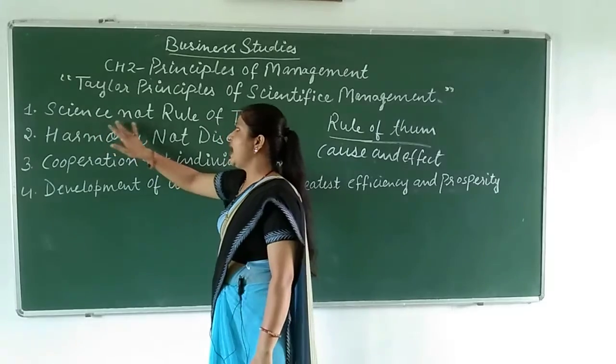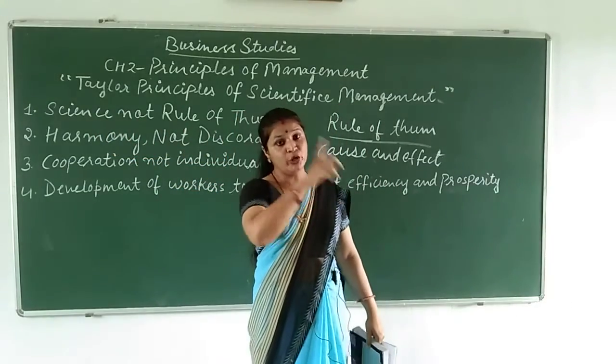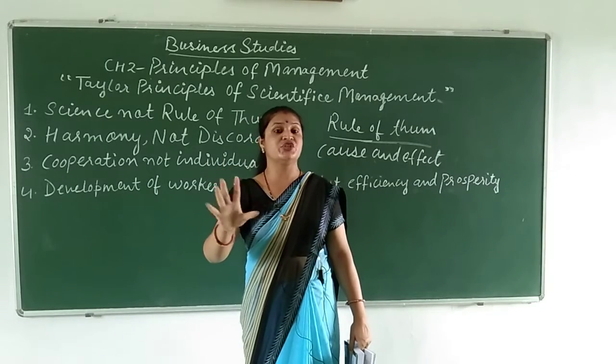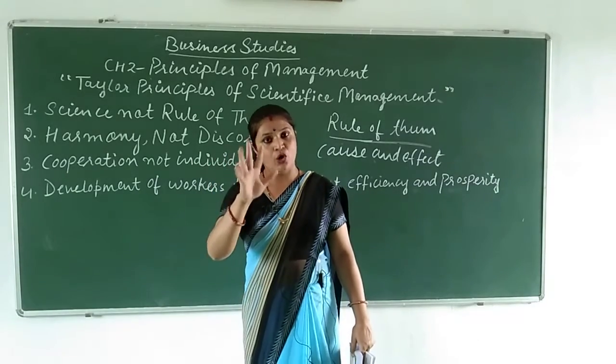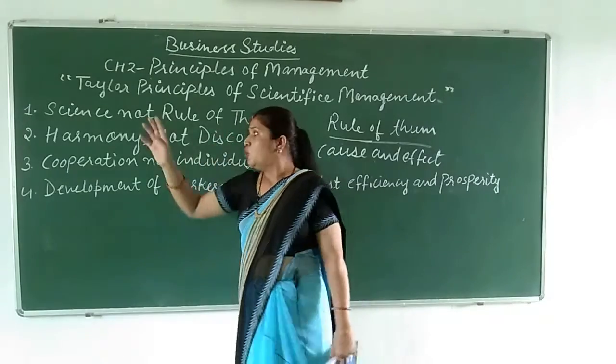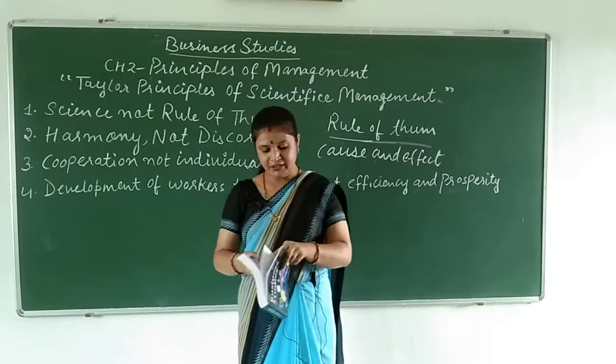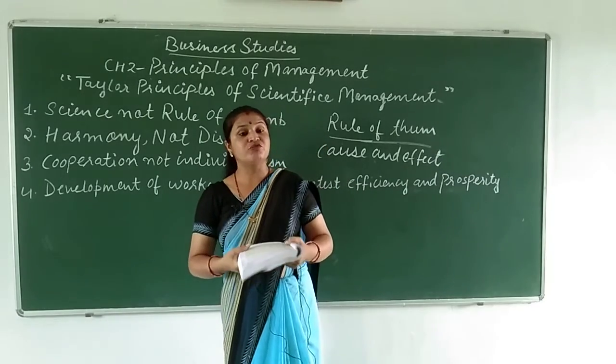Number 1 is science, not rule of thumb. With rule of thumb, managers take decisions according to the situation. They are not observing, they are not thinking deeply. So let's see what Mr. Taylor said.